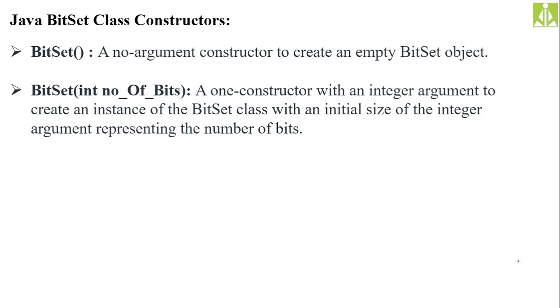Yes, so this BitSet class has two different types of constructors. One is without any arguments, and the other one is with arguments. So if you create a BitSet using the constructor without arguments, what will happen? A zero size BitSet will be created, or we can say an empty BitSet object will be created.